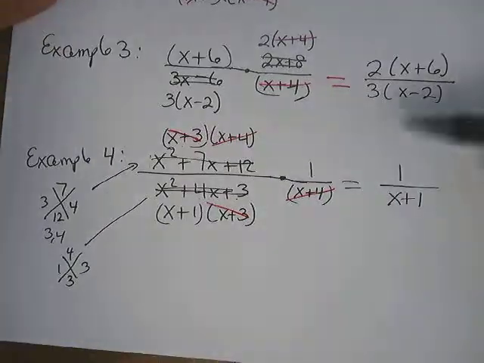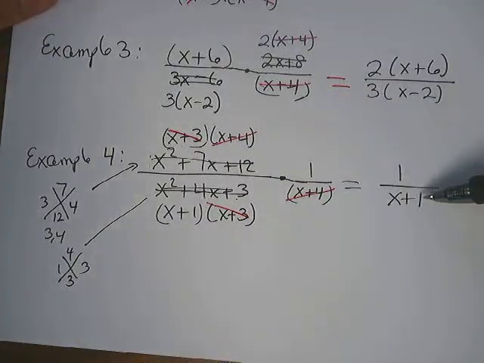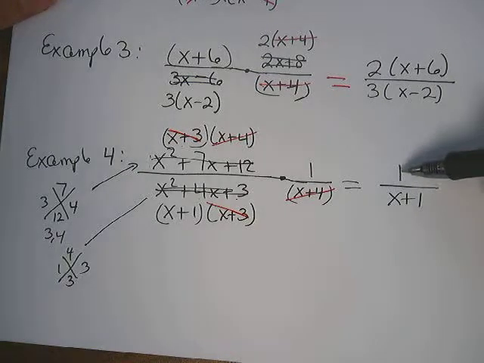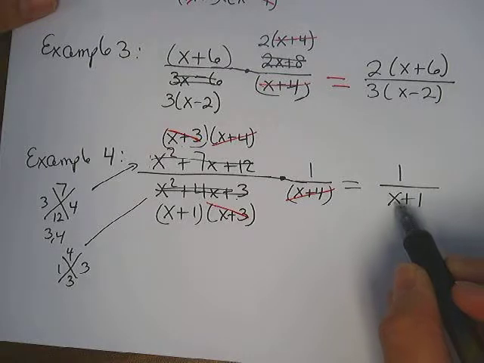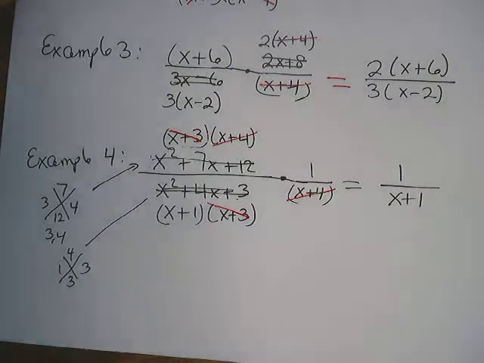Now some of you may wonder, can I cancel these two 1s? And the answer is no. You can only cancel things that have been multiplied together. This 1 is added to the x, so I cannot cancel it. So that's my final answer there. Okay, let's take a look at dividing rational functions now. So we've got the multiplying down pat. Let's take a look at dividing.